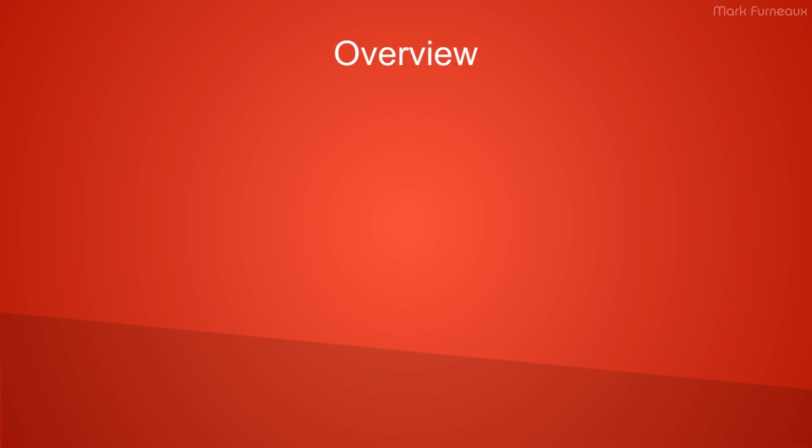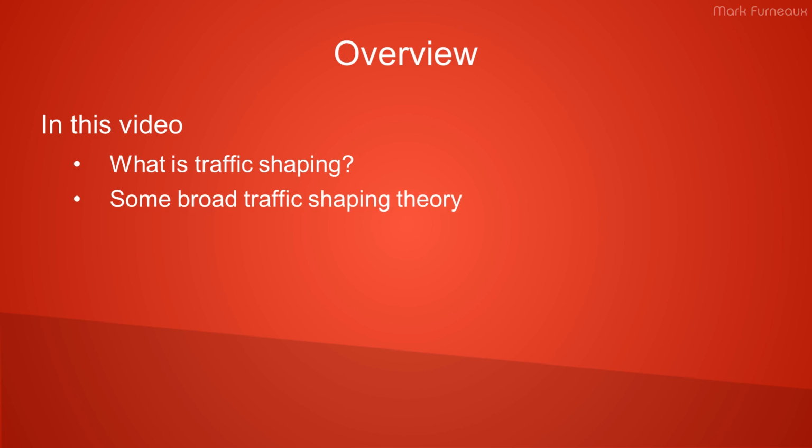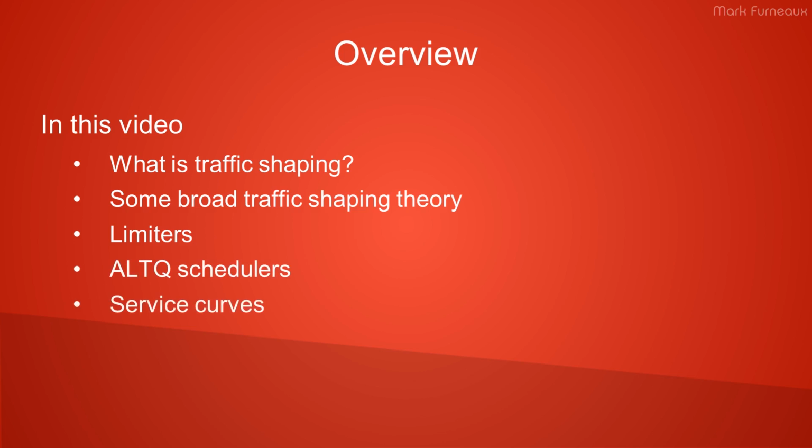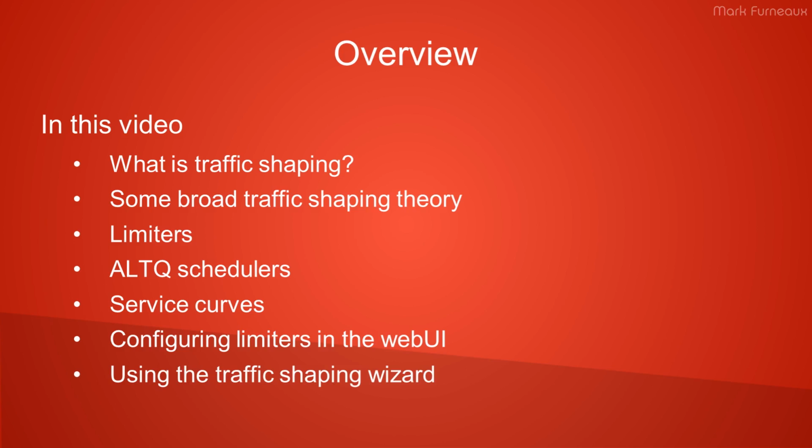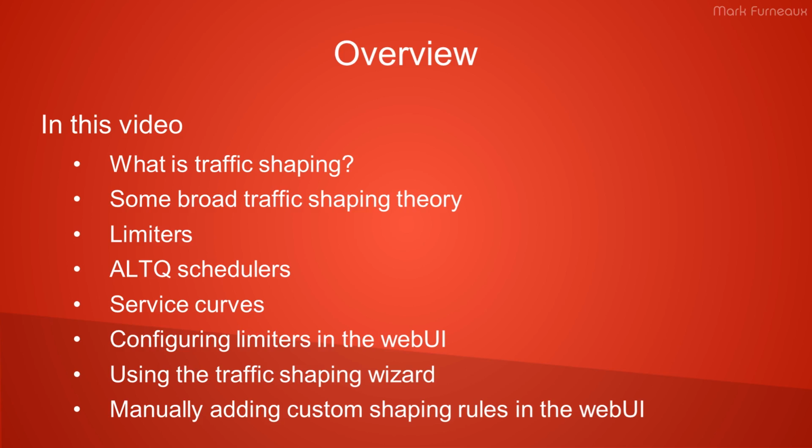So to give you a bit of an overview of what you'll see in this video, first of all I want to go over what traffic shaping is, and I'm going to go over some broad traffic shaping theory because I think it's good to know and understand what's going on under the hood. I'm going to go over limiters because they are the simplest form of traffic shaping you can apply. I'm also going to go over the ATLQ schedulers. I'm going to go in depth into service curves because they are required by one of the ATLQ schedulers. Of course, I'm going to go over configuring limiters in the web UI, as well as using the traffic shaping wizard, and manually adding custom shaping rules in the web UI as well.